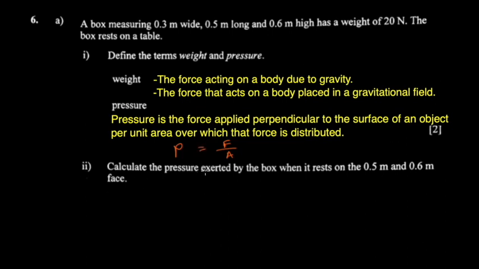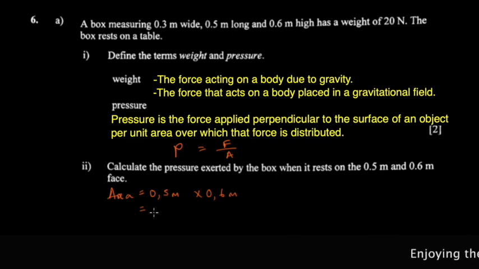Calculate the pressure exerted by the box when it rests on the 0.5 meters by 0.6 meter face. So when it rests on one of the faces, there are details we are given so that we can calculate the area. Area is equal to length and height, or length and width, it doesn't matter. Let's just calculate it: 0.5 meters multiplied by 0.6 meters, which would give you what? You get 30 here, and then you have two decimal places.